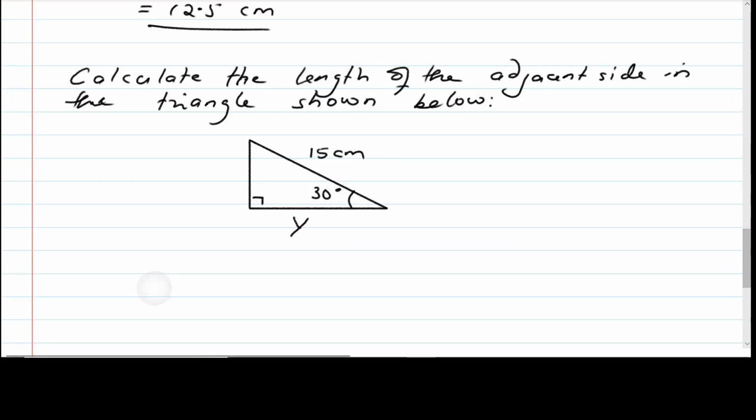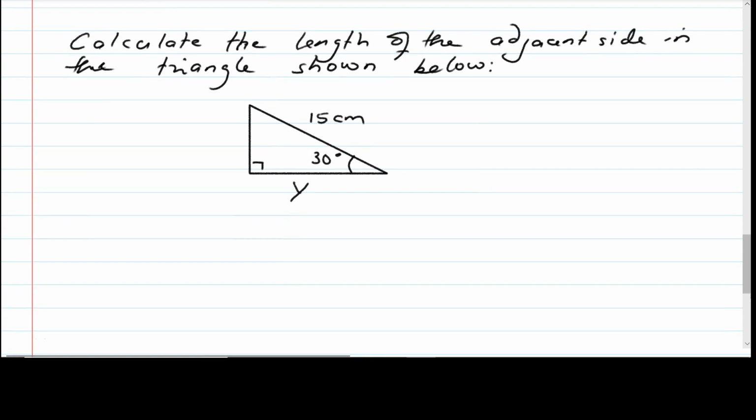Okay, so the next thing that I would like you to have a look at is: calculate the length of the adjacent side in the triangle shown below. In this case, you are given the hypotenuse, the angle is 30 degrees again, and the side marked y is the adjacent side. So out of the three rules, sine theta is equal to opposite over hypotenuse, cos theta is equal to adjacent over hypotenuse, and tan theta is equal to opposite over adjacent.